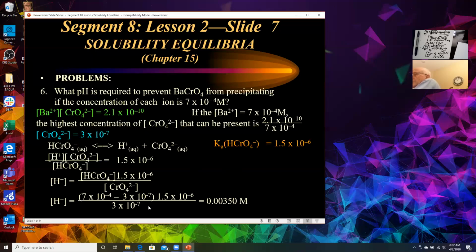So the hydrogen ion concentration that would give us enough hydrogen ion to keep the chromate concentration from reaching saturation would be this concentration. I can solve for the pH: 2.46. So if I get this more acidic than 2.46, the precipitate won't happen. If I go above 2.46, it will precipitate.